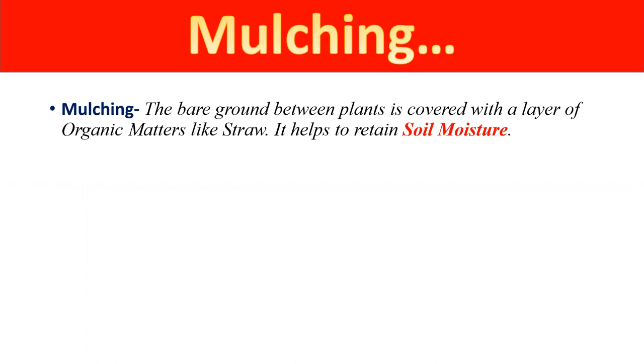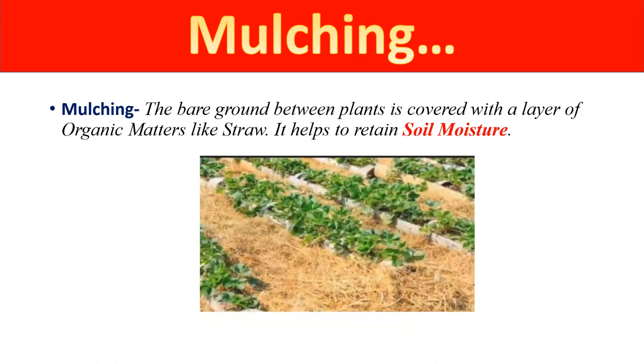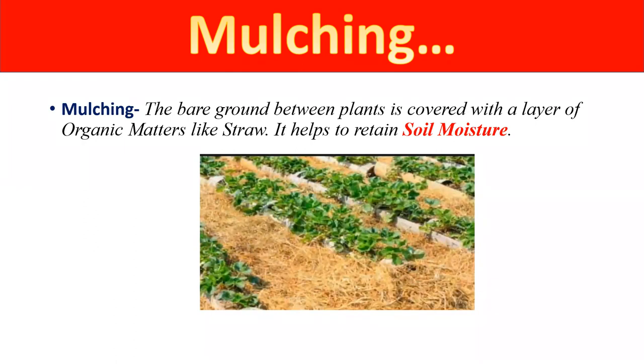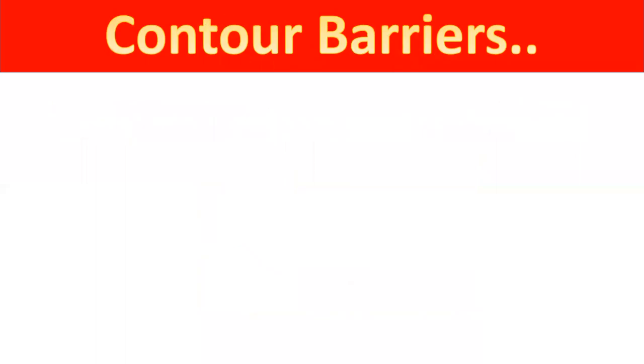And it is done when the bare ground between the plants is covered with different organic matters. Now you can see the picture. This picture tells you about mulching. What is mulching? We have crops, and between the plants, we have some bare ground. And in that bare ground, we have put some layers of organic matter like straw. This straw is very helpful to retain moisture for the soil, right? This is mulching. And this mulching is very helpful to reduce soil erosion and soil degradation, right?